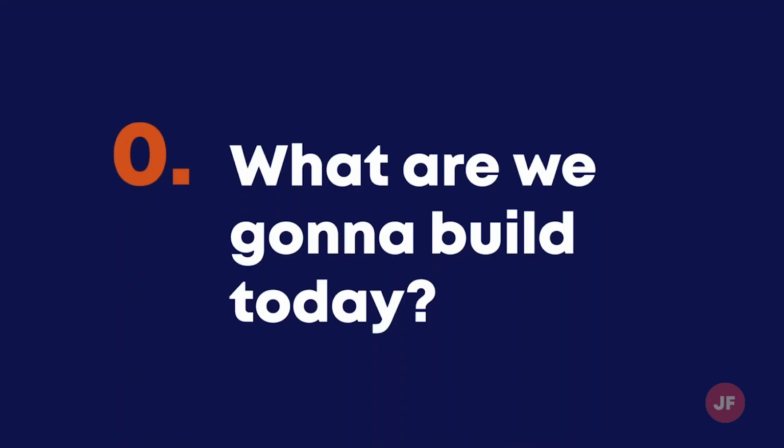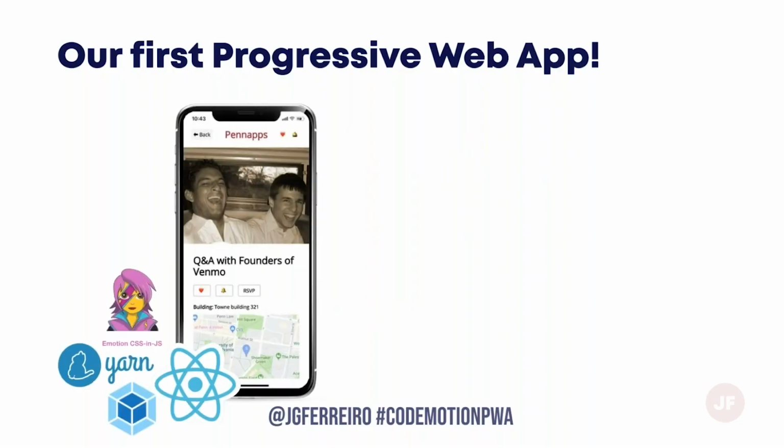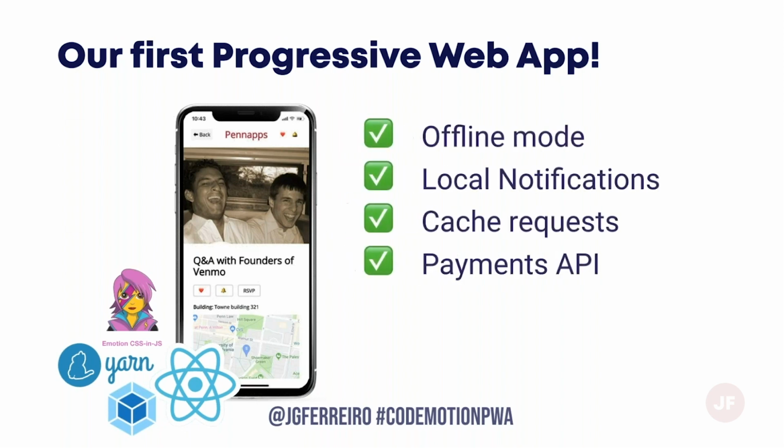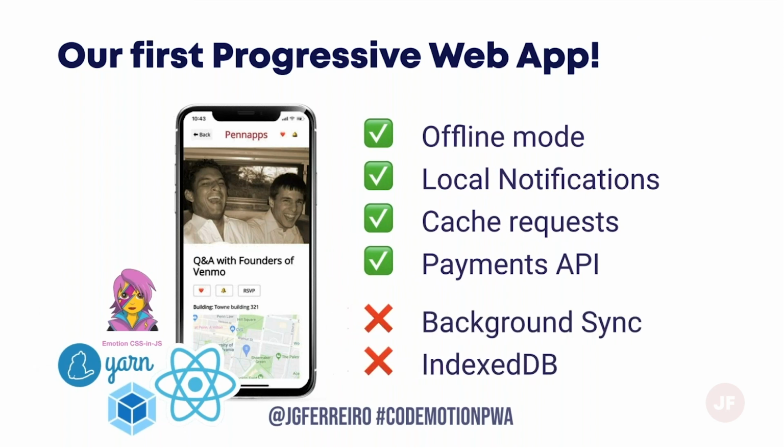That's the introduction, but what are we going to actually build today? It's a workshop, so I would like to share lots of code. This is going to be our first progressive web application. We are going to build an agenda application to display the agenda of an event. We will cover offline mode, local notifications, cache requests, and the payments API. This application will not have background sync or IndexedDB.